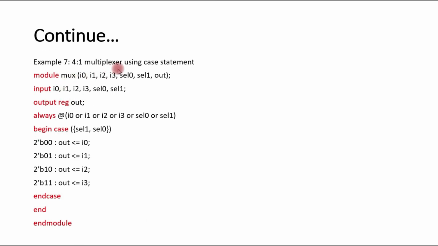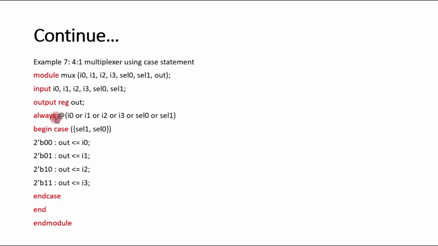A 4 to 1 multiplexer is designed here using case statement. In 4 to 1 multiplexer, there are 4 inputs. These are I0, I1, I2, I3 and 2 selection lines, sel0 and sel1, and 1 output out. Inputs are I0, I1, I2, I3, sel0, sel1 and output is out, and here out is coming in the left hand side of the procedural assignment. That's why out will be a register data type. We are declaring it as reg out.